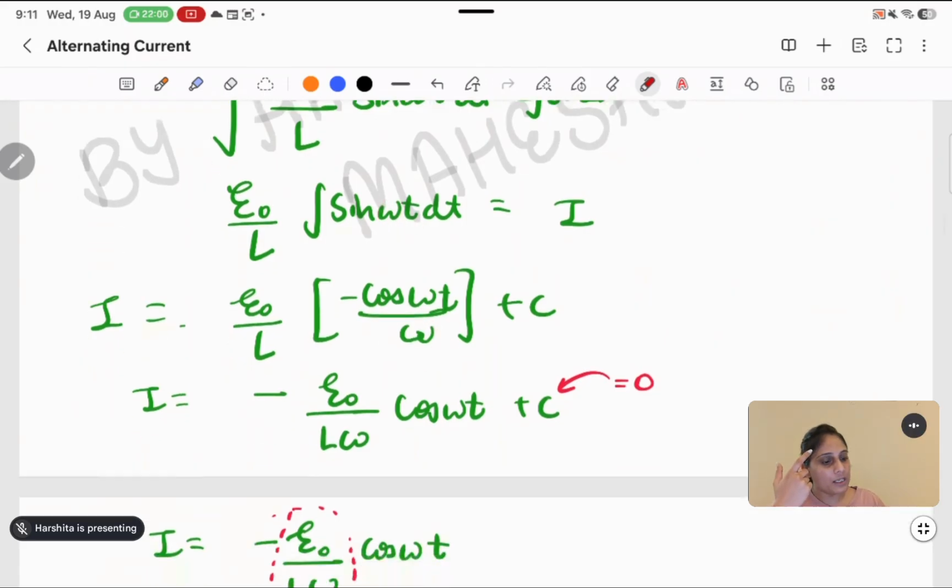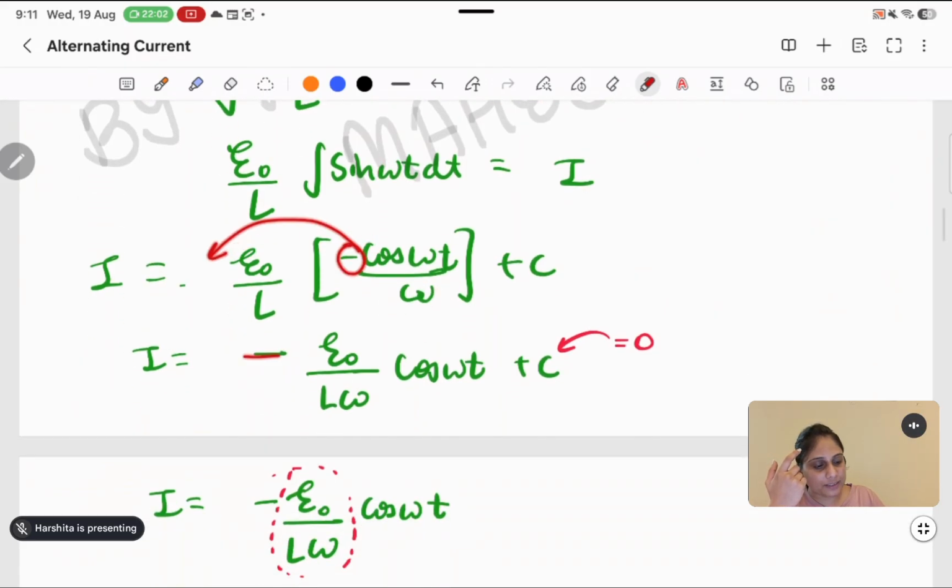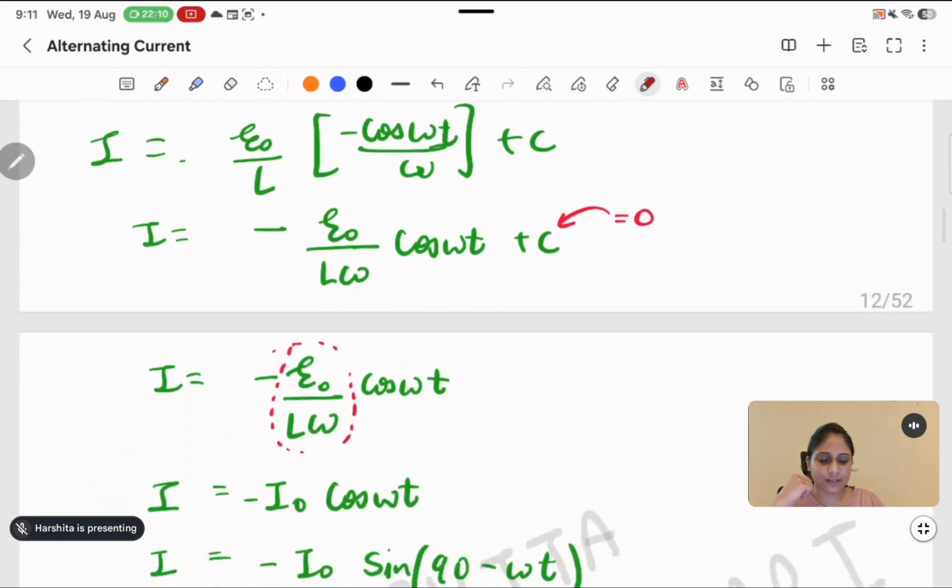Now minus I took outside. So it will be minus E naught by L omega, cos omega t plus C. And this constant value, I will put it to 0. Now, we know that because the applied EMF is sinusoidal, we can expect the current also to be sinusoidal. Therefore, the average value of the current should be zero in a complete time period. Therefore, the average of cos omega t will also be zero for a given time period.